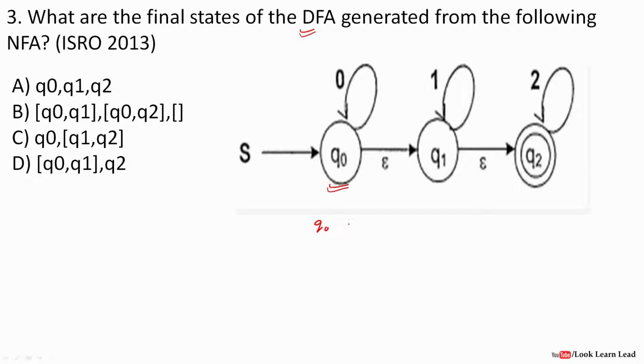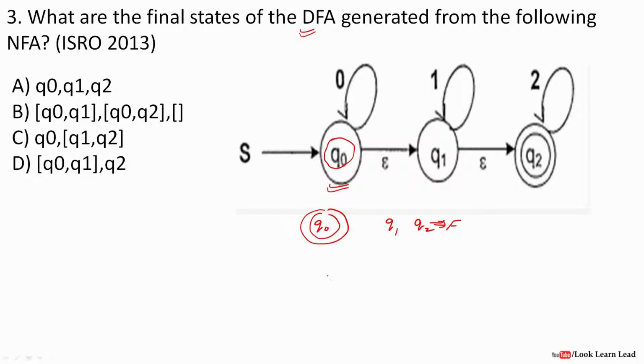Okay, so the epsilon closure of a state which contains a final state. Epsilon closure of Q0 contains Q1 and Q2, in which Q2 is the final state. So if the epsilon closure of a state contains a final state, then this state is also final. So Q0 is made final.